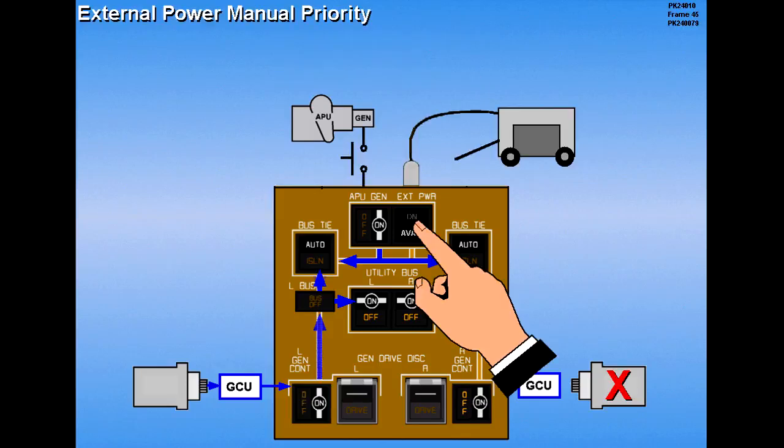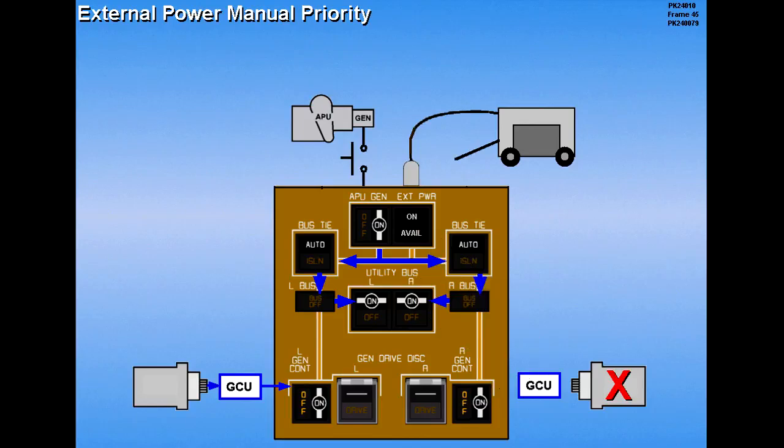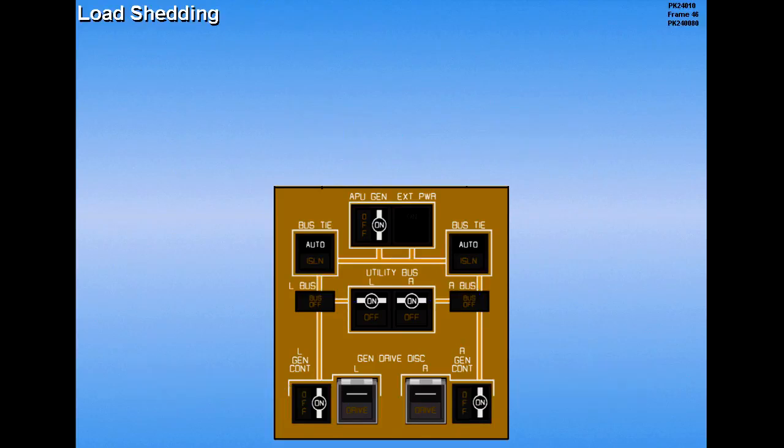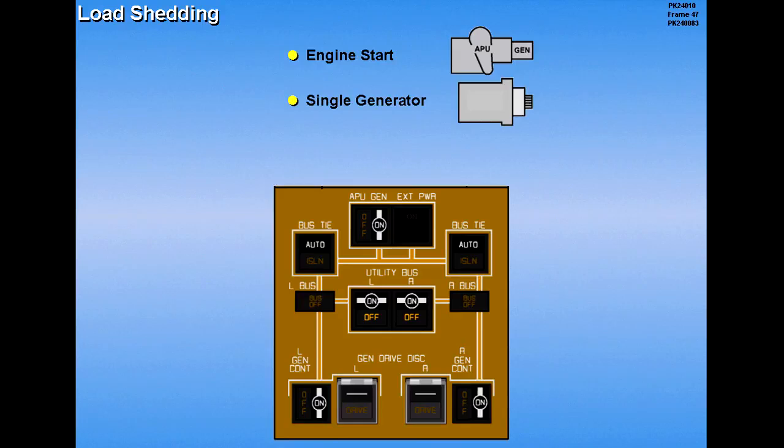External power has top priority when manually selected and will trip off any existing power source. Load shedding will cause either one or both of the utility buses to automatically trip off their electrical circuits. Load shedding can occur under the following circumstances. During engine start, while the APU is providing electrical power, during single generator operation in flight, or when a generator is overloaded.